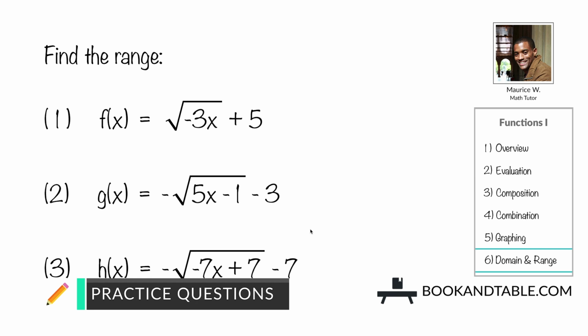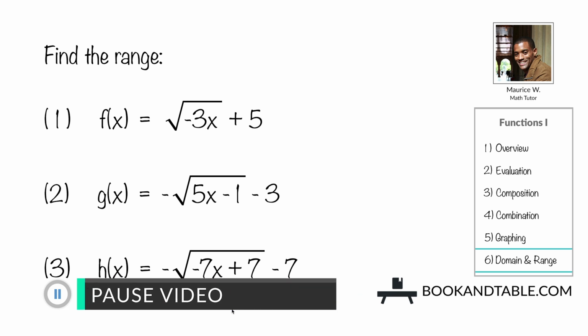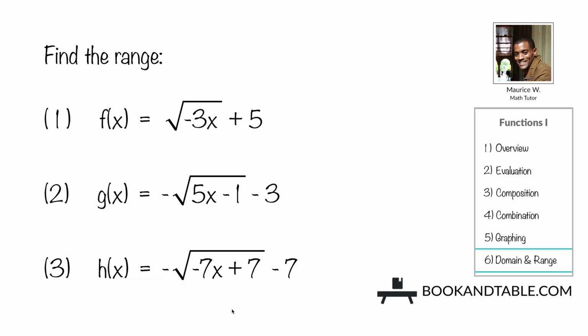Let's now have you try a few practice questions. Question number 1. Find the range of f of x, which is equal to the square root of negative 3x plus 5. Question number 2. Find the range of g of x, which is equal to the negative square root of 5x minus 1, minus 3. And question number 3. Find the range of h of x, which is equal to negative square root of negative 7x plus 7, minus 7. Pause the video, answer these questions, and then press play when you are ready to begin.